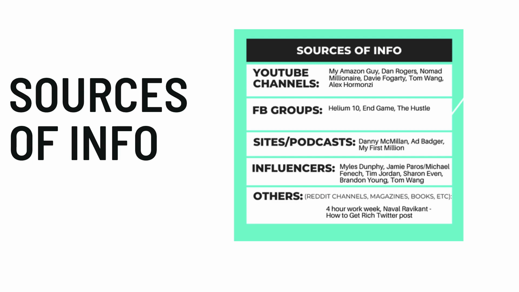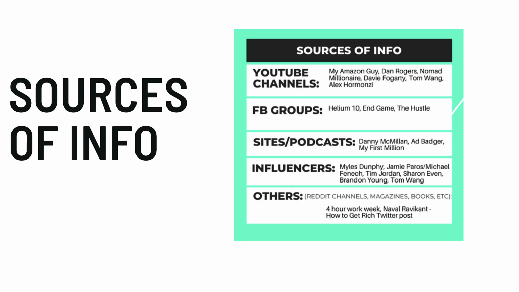So YouTube channels. Again, I helped a little bit because I have my backend channel data, but let's say you didn't have an Amazon YouTube channel and you wanted to find out, you could technically email me and email all these other people and get a handful of them that would share this information, and you would discern this information as well. So YouTube channels: My Amazon Guy, Dan Rogers, Nomad Millionaire, Davey Fogarty, Tom Wang, Alex Harmozy.